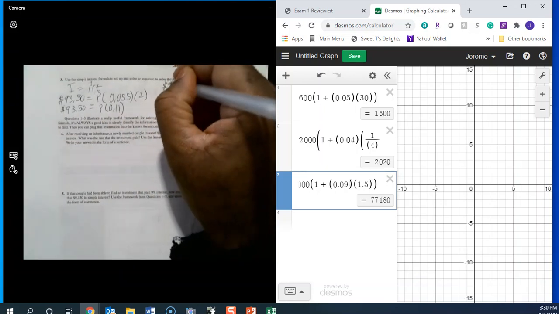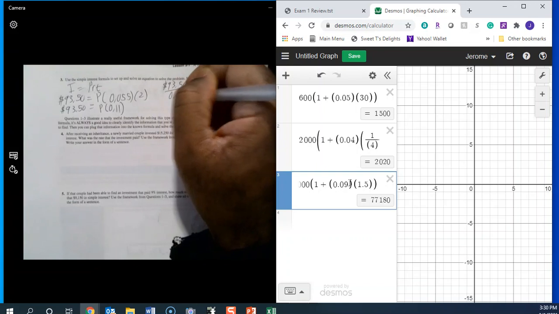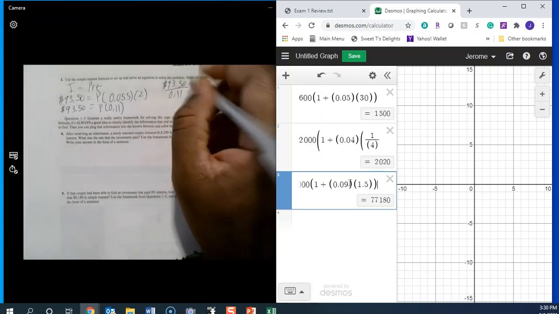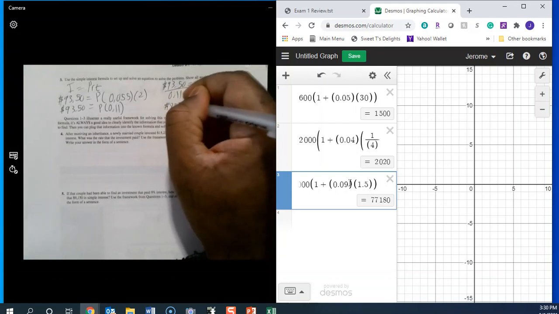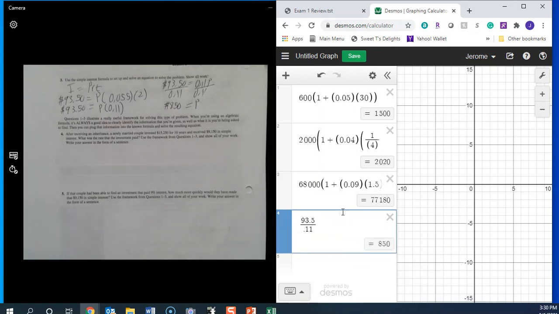Now we could take this 93.50, 0.11p, divide each side by 0.11, and that would give us the principal would equal $850. Now, of course, we could have put this in our Desmos calculator. So it'll be 93.50 divided by 0.11, which still would give us $850.